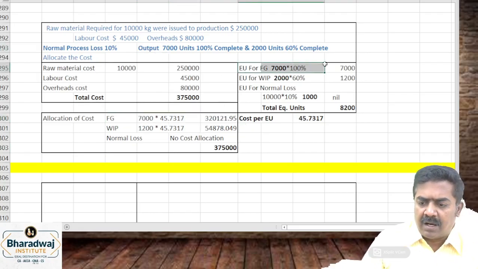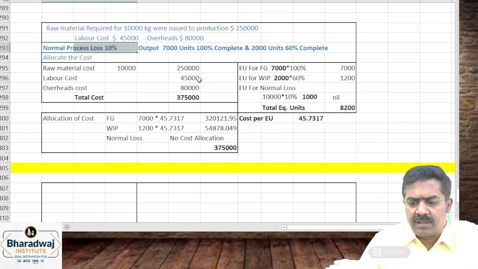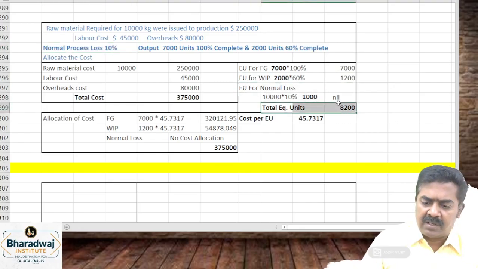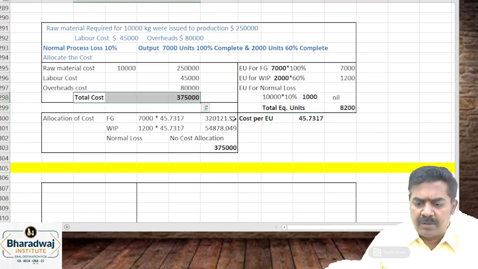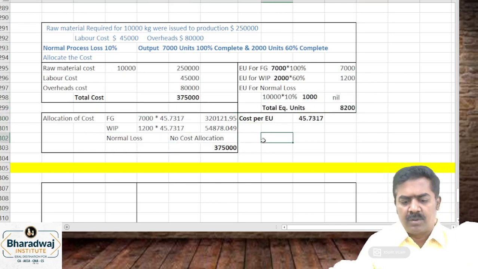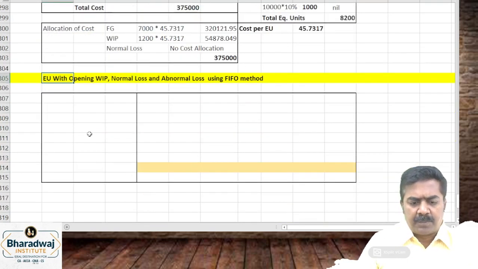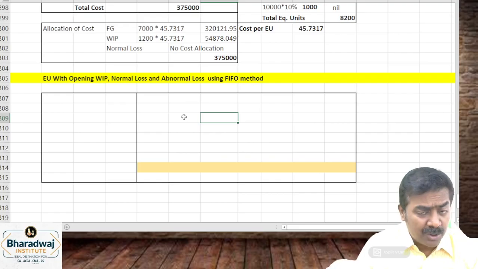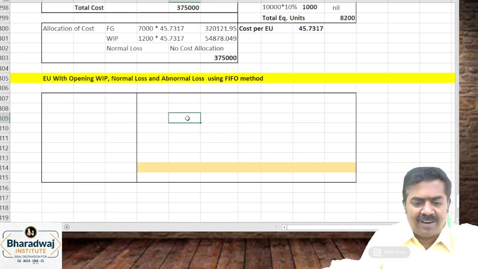7,000 units, 100% complete. 2,000 units, 60% complete. What about the remaining 1,000? There is a normal loss. No cost is assigned, no equivalent unit for normal loss. So we work out the cost per equivalent unit, then assign the cost between finished goods and semi-finished goods. Normal loss, no cost allocation. Suppose there is an opening WIP, normal loss, abnormal loss, and how to allocate equivalent units. This also we had seen. Just to recollect, I am doing all these things.